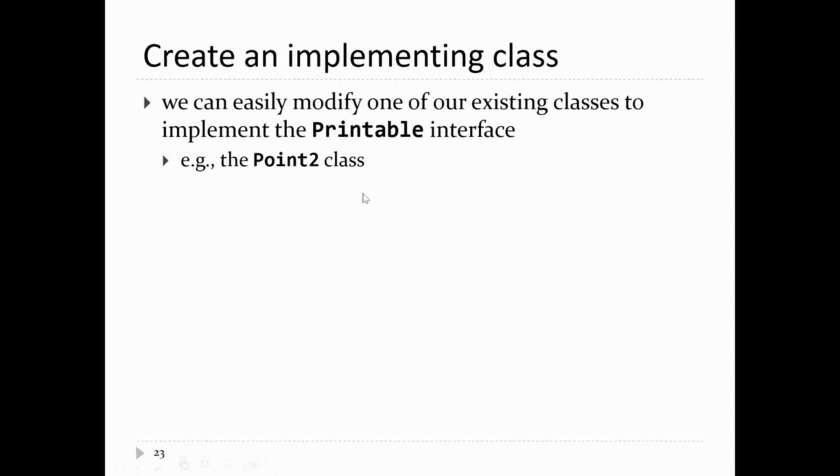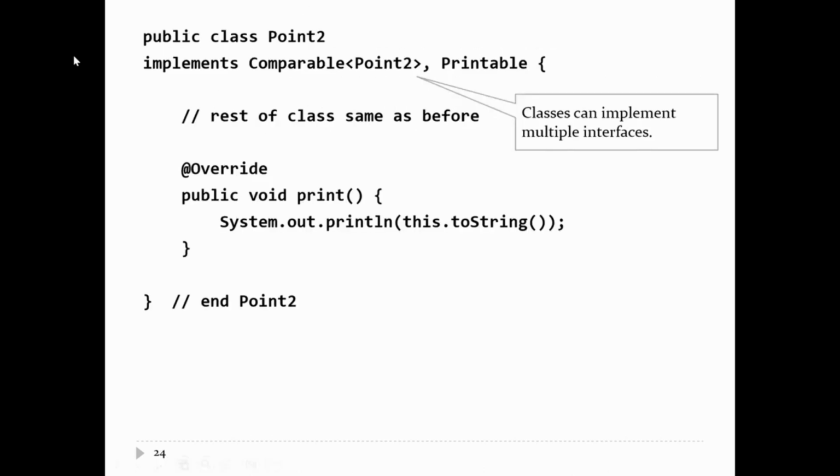Okay, so for example, we can take one of our classes like Point2, and now we can have it implement the Printable interface. A class can implement more than one interface. Point2 currently implements Comparable. Now we want to implement Printable, so you just put a comma and then the next interface that you want to implement. So in Java, a class can implement an arbitrary number of interfaces. There's no predefined limit. Well, there's no predefined unreasonable limit anyway.